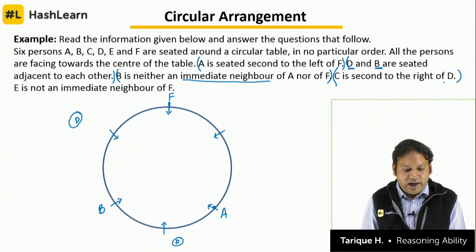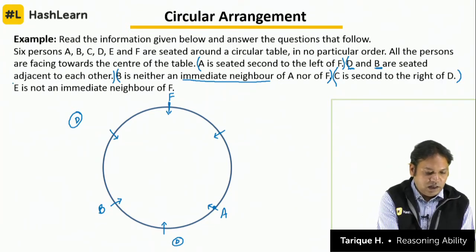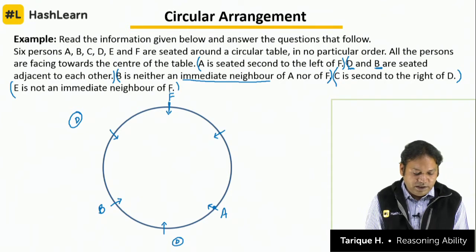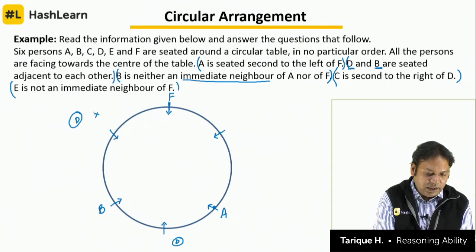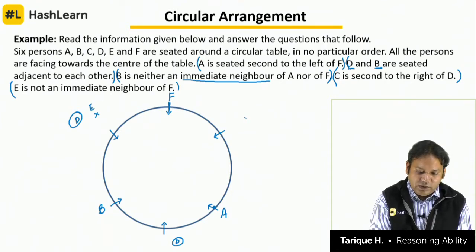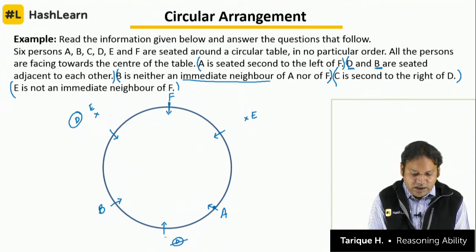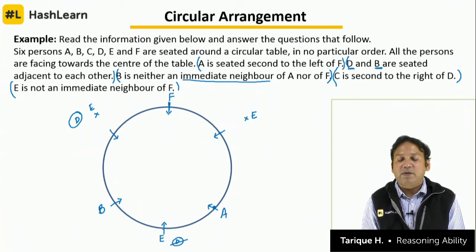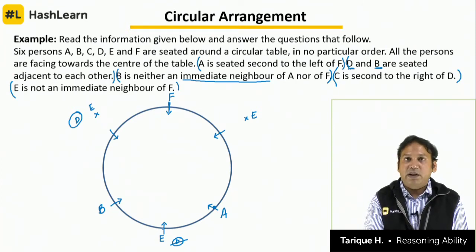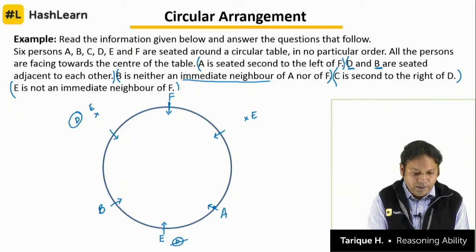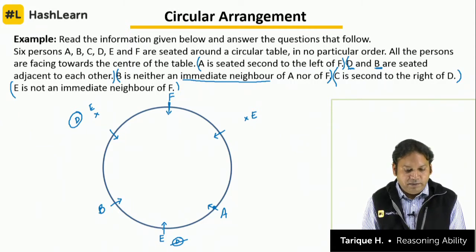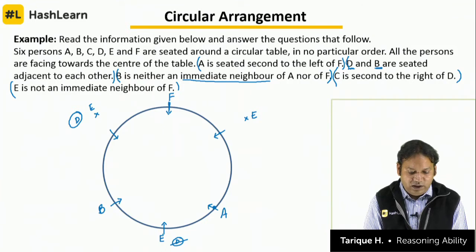E is not an immediate neighbor of F. So this is the last clue. That means E cannot come here, E cannot come here. So these two positions E cannot take. That means E can only take this position. That solves the entire question now, right? So we jumped one clue and then it helped us a lot in solving the question. E can definitely come only in this position.